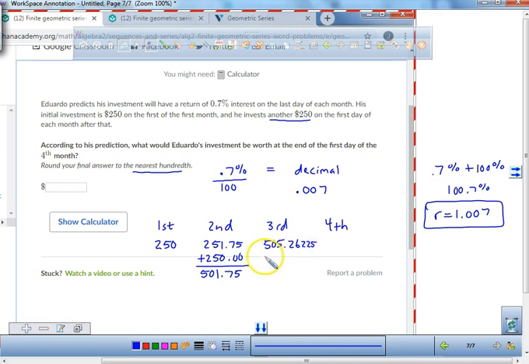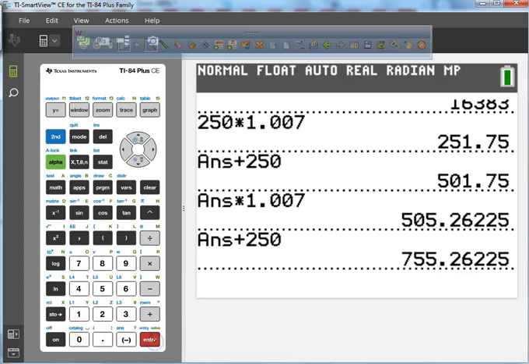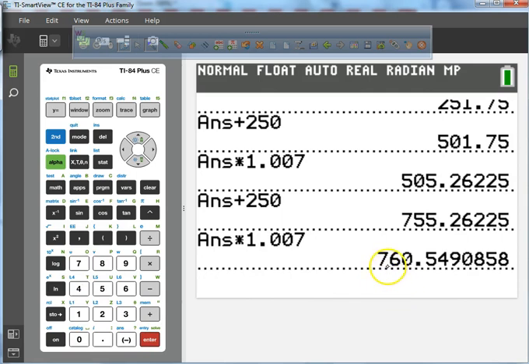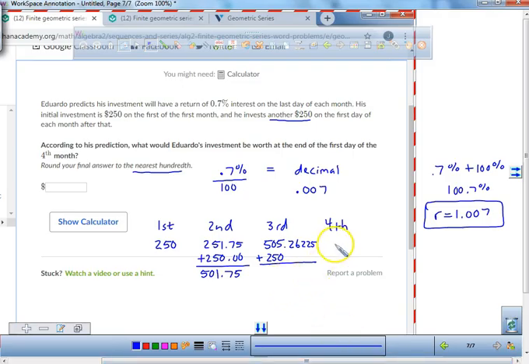He earns that at the last day of the month, and what's going to happen? He's going to add another 250 to this. Okay. I'm going to go back and add another 250 to that. I'm going to take that answer and multiply it by 1.007. $760.55. Now, if we did the fifth month, what would we do?